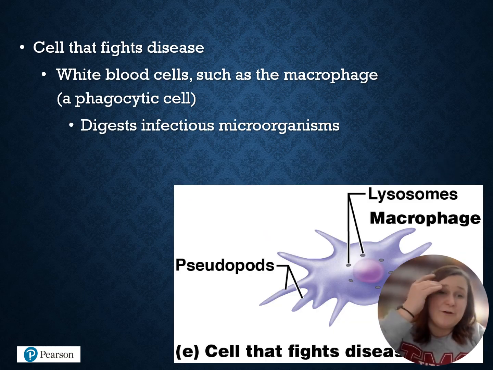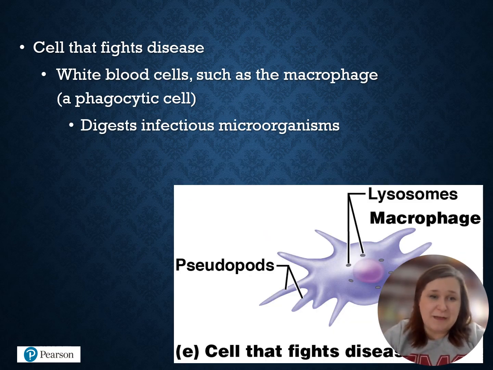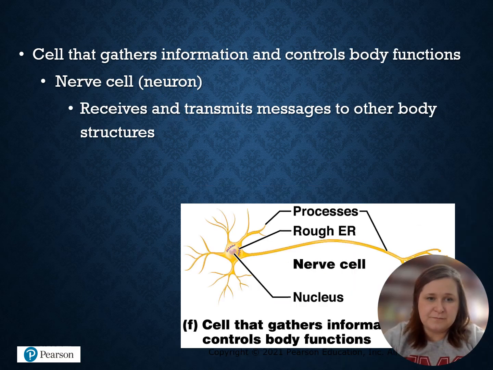We're also going to have cells that work in our immune system to help fight disease, right? These are going to be white blood cells like our macrophages that are going to track down and digest those infectious microorganisms. And we can also have cells that are going to gather information and control body functions, right? These are going to be things like nerve cells or neurons. These are going to receive and transmit messages to other body structures.